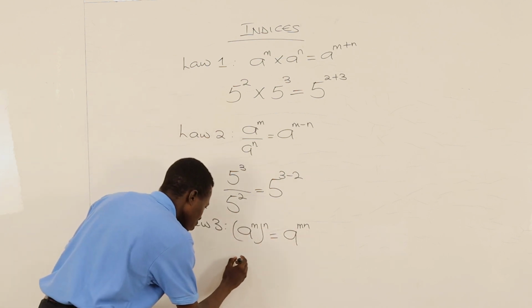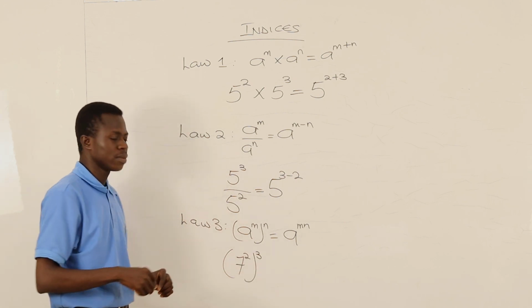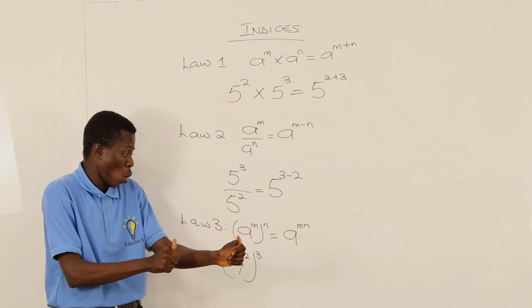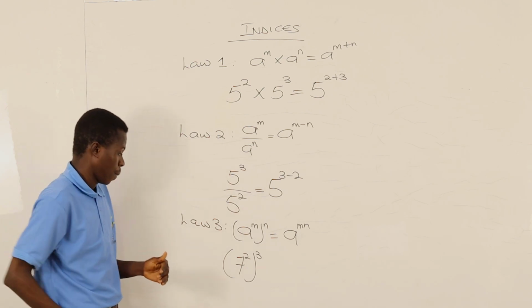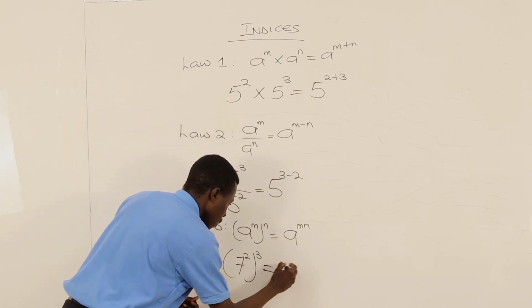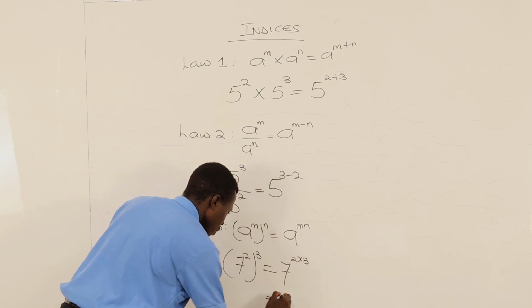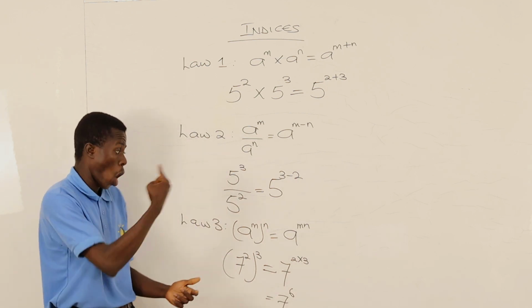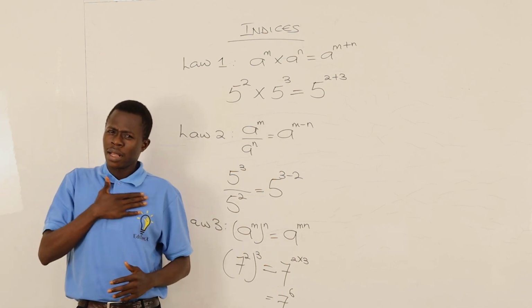So that is what we can see on the board. Now let's take a look at an actual example involving numbers. So we have the expression 7 raised to the power 2 in one bracket multiplying the exponent 3. So you are going to end up having 7 raised to the power 2 multiplied by 3, and then the answer we have is 7 raised to the power 6.